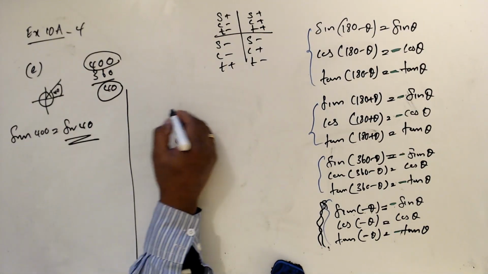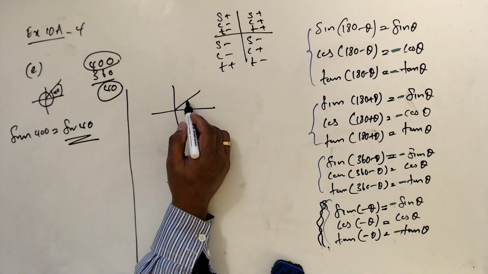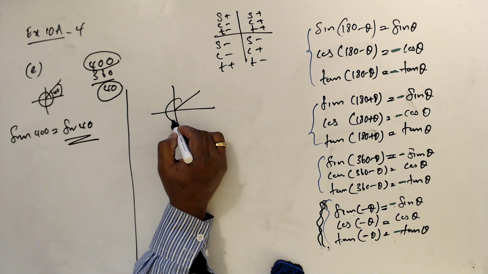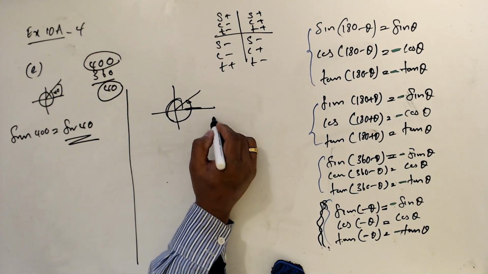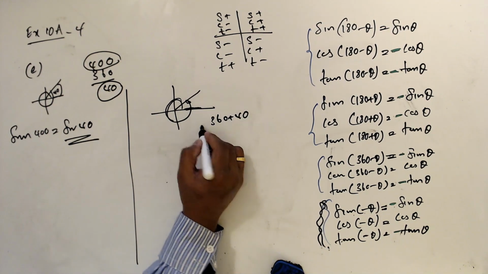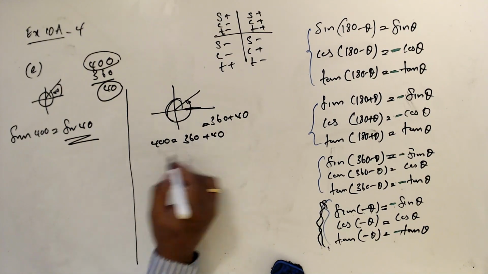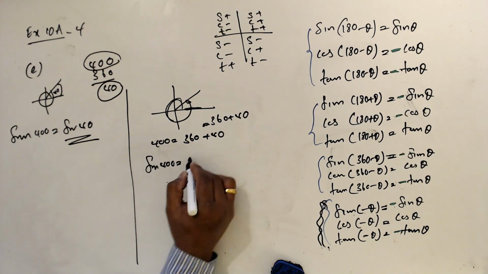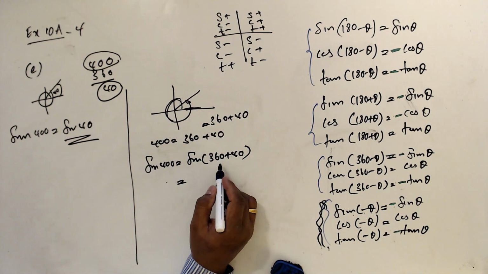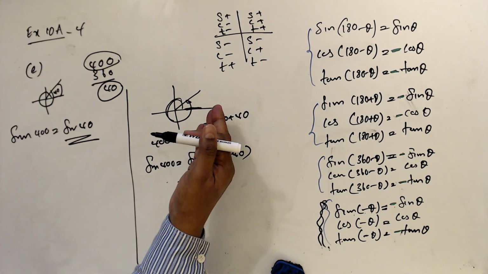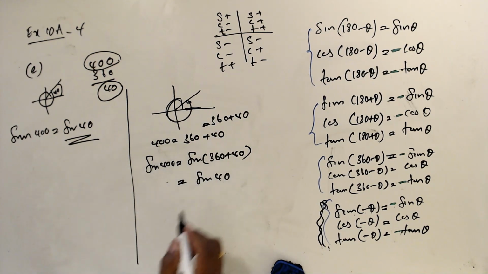Or the second method: 400 is in here. You can write 400 using 360, as 360 plus 40. Then sine 400 means sine of 360 plus 40, which is equal to sine 40.